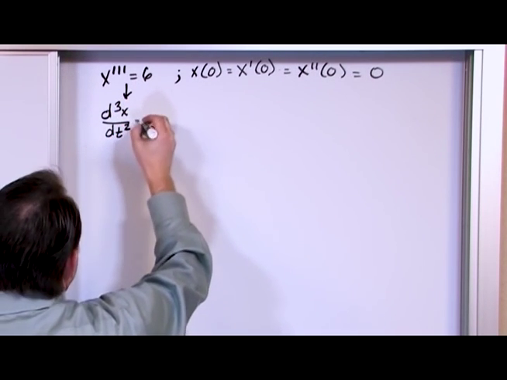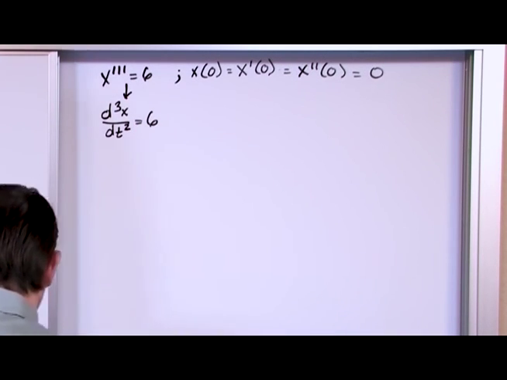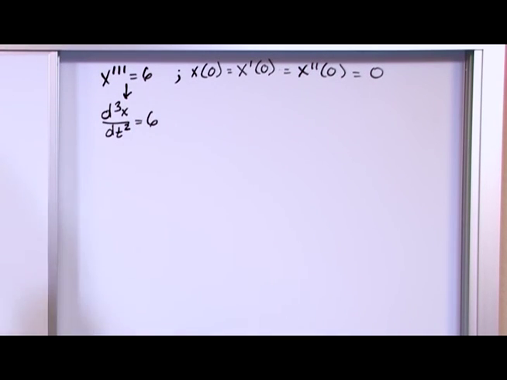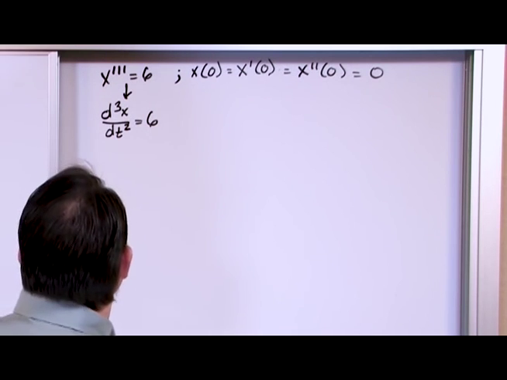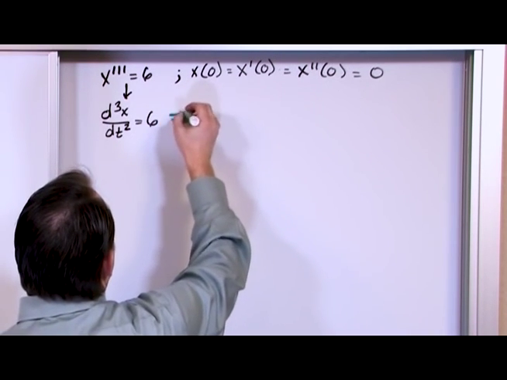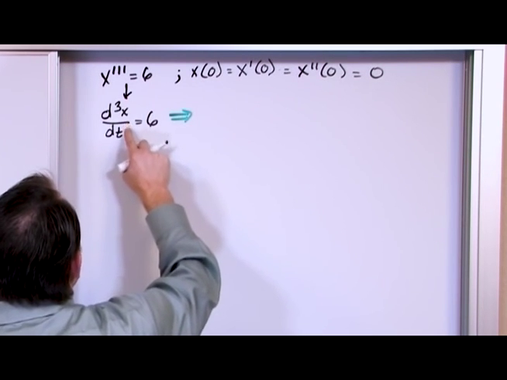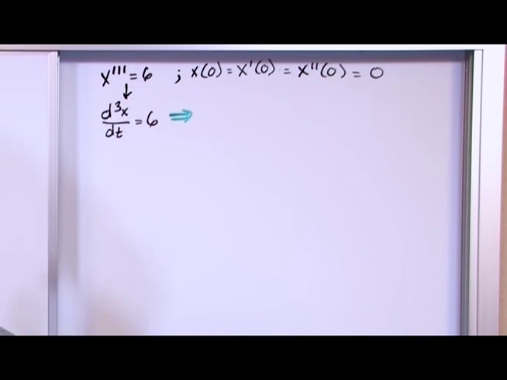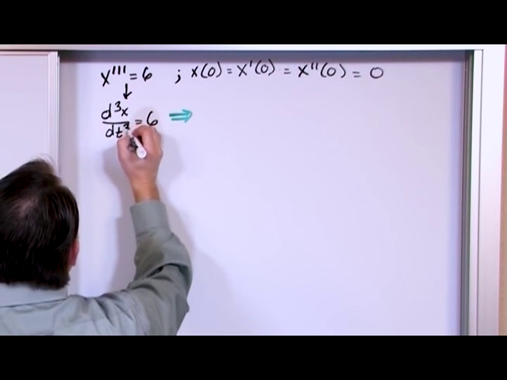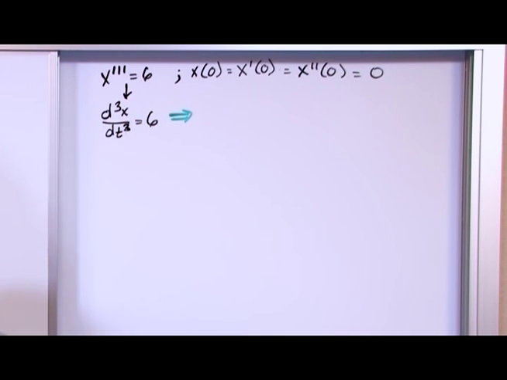And that's going to equal 6. And so that's what I'm going to do. And what we're going to do next is we're going to integrate it, because we have our derivative on one side. Whoops, you see I made a mistake right here. It's d cubed x dt cubed, because it's a third derivative. Okay, we're going to integrate that.